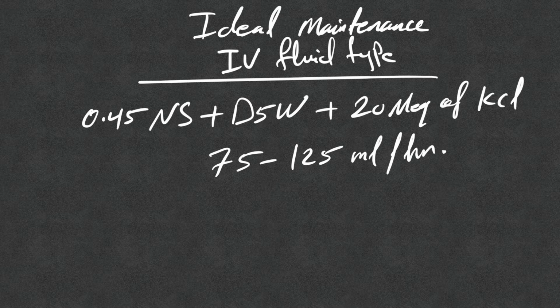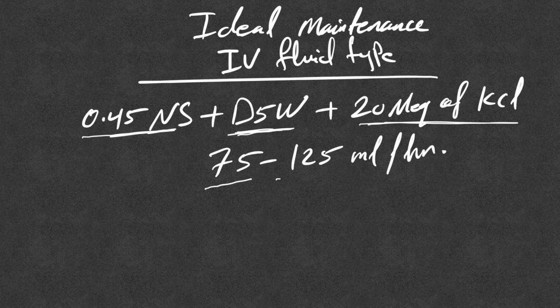So the ideal maintenance IV fluid is like 0.45 NS. This is the magic solution, plus 5% dextrose, plus 20 mEq of potassium, and for the rate, pick a rate between 75 to 125 ml per hour. You will always be correct. There is some equation they use, but pick a rate between these two numbers and you should be okay.